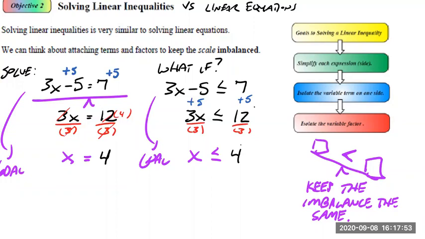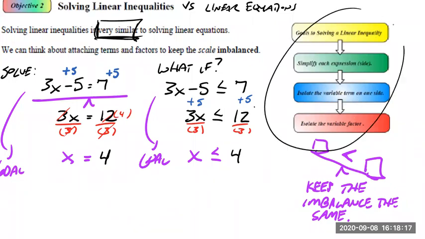And again, it's linear, so it's very similar. A lot of times we do the same thing. So the goals to solving a linear inequality are: we'll simplify each expression, isolate the variable term on one side, and then isolate the variable factor. So again, the goals are the same as solving equations.